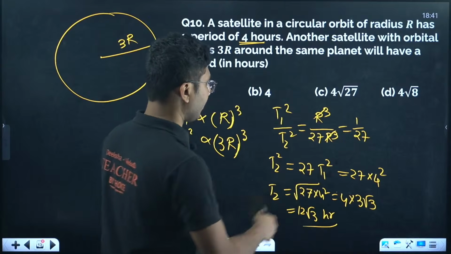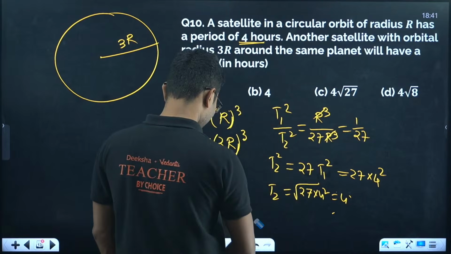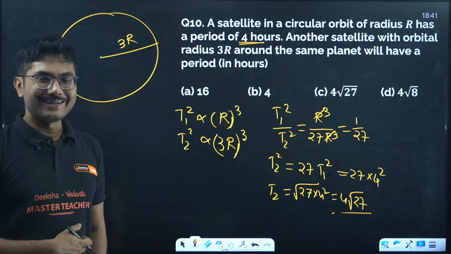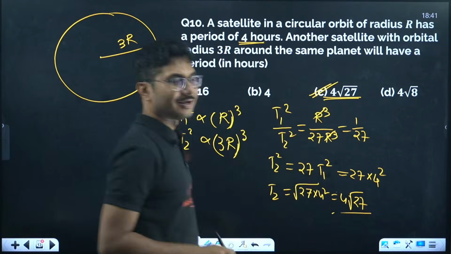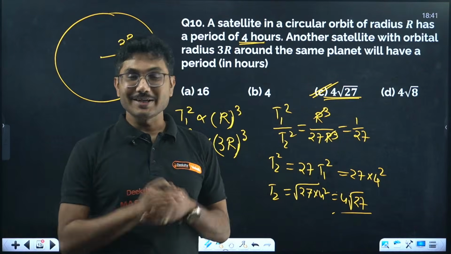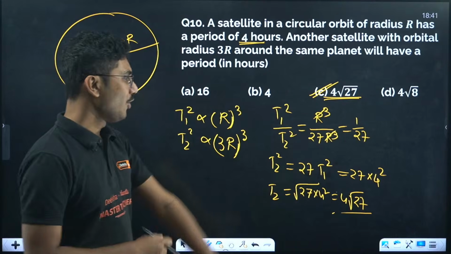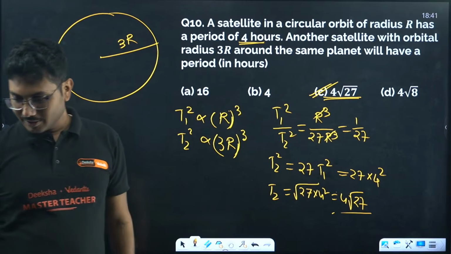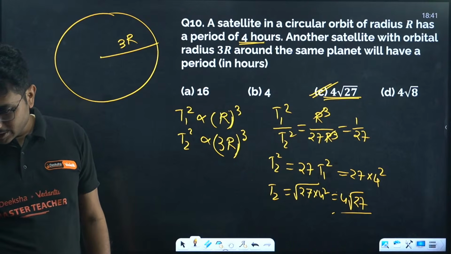The correct answer is 12 root 3 hour. But 12 root 3 is not given. Very clever, what they have given is 4 root 27. 27 is 9 into 3, that is 3 root 3. So if you see the options, they have given 4 into square root of 27. So don't get confused if you solve it and the answer is not coming. Just check once if in any form you are getting this value or not. So 4 root 27 is the time period of the new satellite. So option C is correct. Those who are answering option A are incorrect.